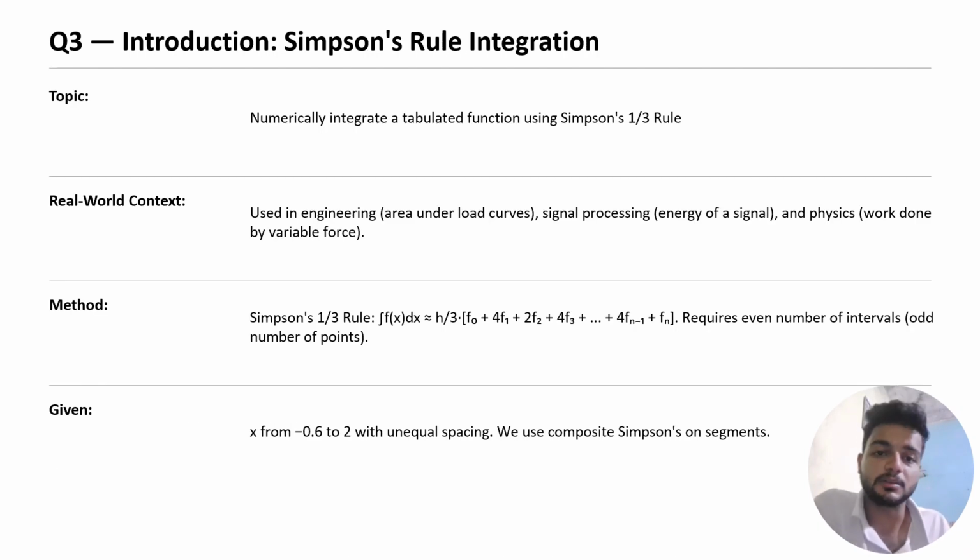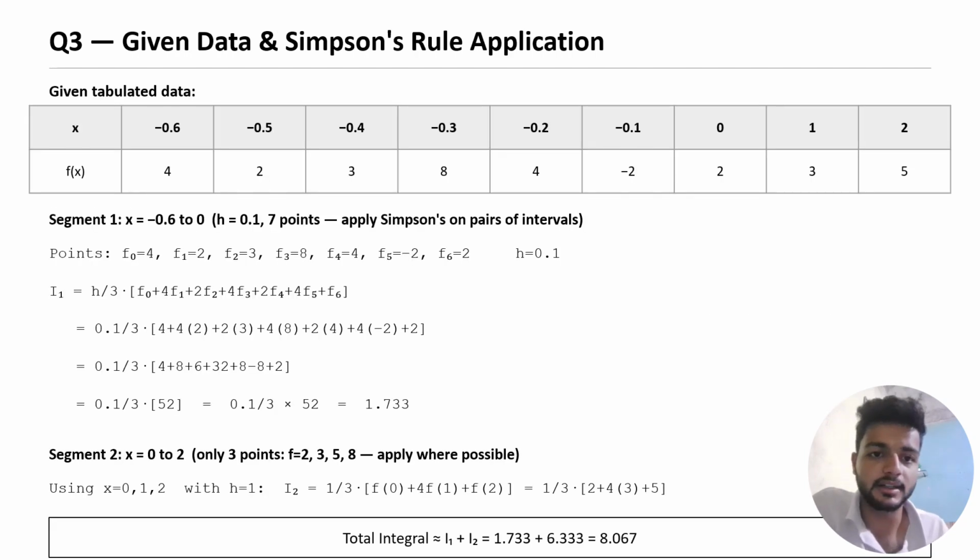Question number 3, Simpson's rule integration. Integrating a function using Simpson's 1/3 rule. Given data and simple rule application, given data is x and y. This is segment 1, x equals 0 to 0.620. We will apply Simpson's on pairs of individual intervals. Points are these. Height is 0.01.